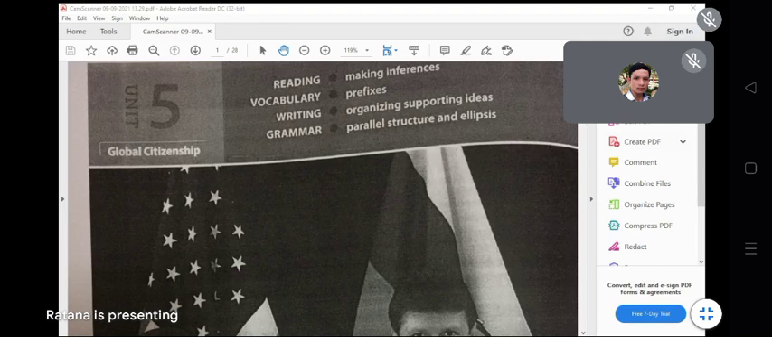Naturally, our lives are connected with many parts, not only our family or friends, but any part of nature. So this topic, they just want to know what is global citizenship. Anyone, please?